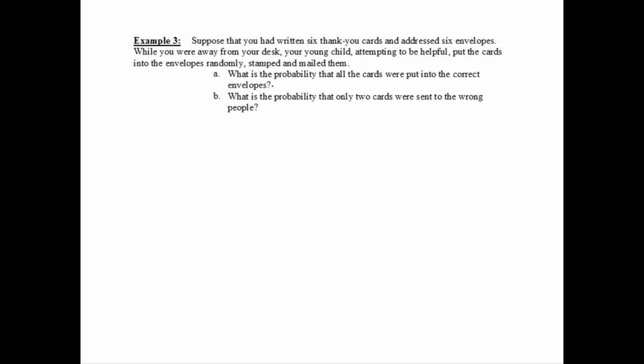Then we want to figure out the probability that only 2 were sent to the wrong people. So, first of all, let's figure out our sample space. Our sample space will be the number of ways in which the 6 cards can be sent out. There will be 6 possibilities for the first address, 5 possibilities for the second address, 4 for the third, and so on.